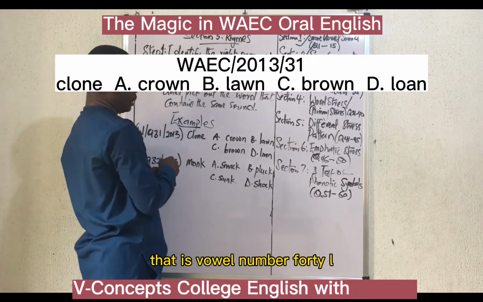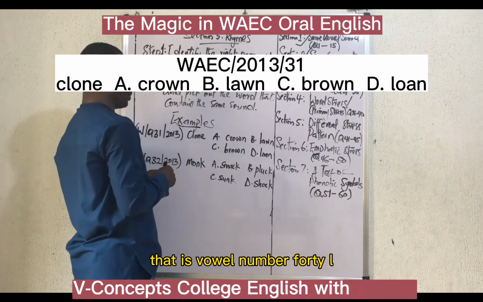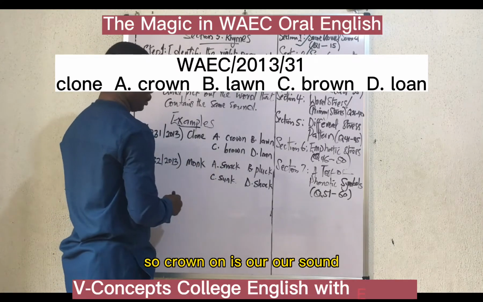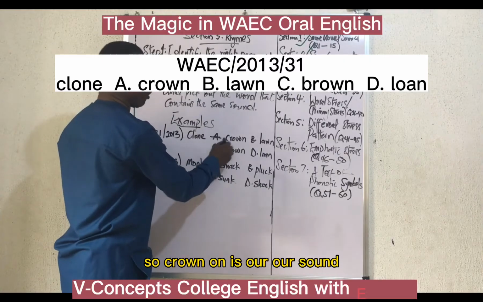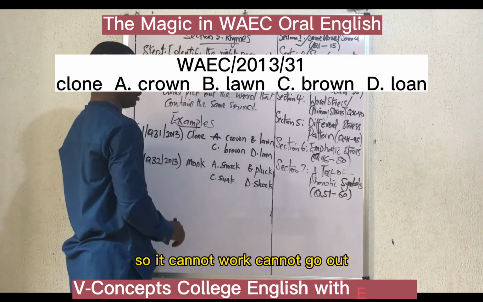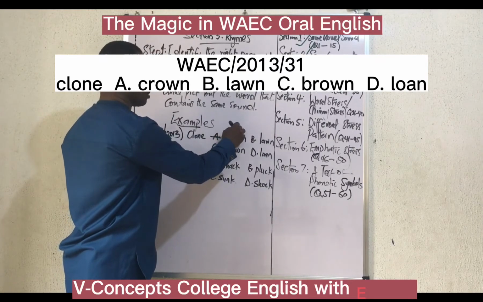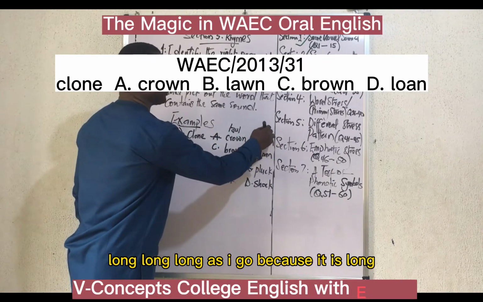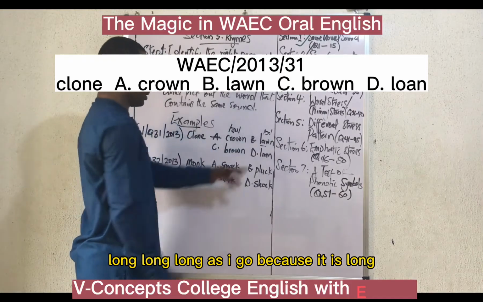So you ask yourself, which sound is present here? It is L. That is vowel number 14, L. So crown has the ow sound, so it cannot go. You have ow in crown. What about lawn? Lawn as well will not go because it is long.